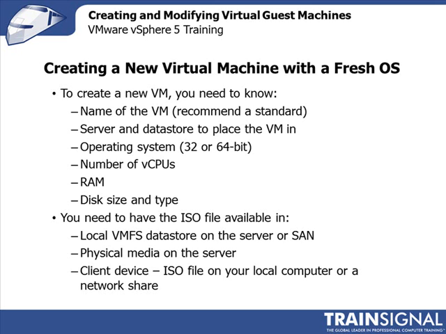You're going to need a server and a datastore to place the virtual machine in. You're going to need an operating system, 32 or 64-bit, the number of processors or virtual processors, how much RAM you want to give it, the disk size, and the disk type. You also need to have an ISO available, and you can have these ISOs on local VMFS datastores, on the server, or on the SAN. You can have physical media on the server itself.